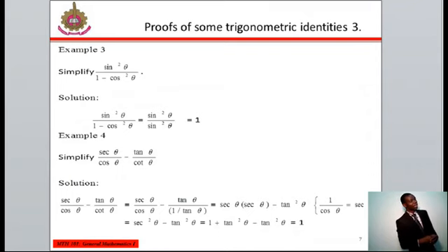Example 4 also, you can substitute for your cot theta, because cot theta is equal to 1 over tan theta. And you divide tan theta over 1 divided by tan theta to get your sec theta, which is bracket sec theta minus tan squared theta. And following all the expressions, you'll be able to arrive at your final solution, which is 1.